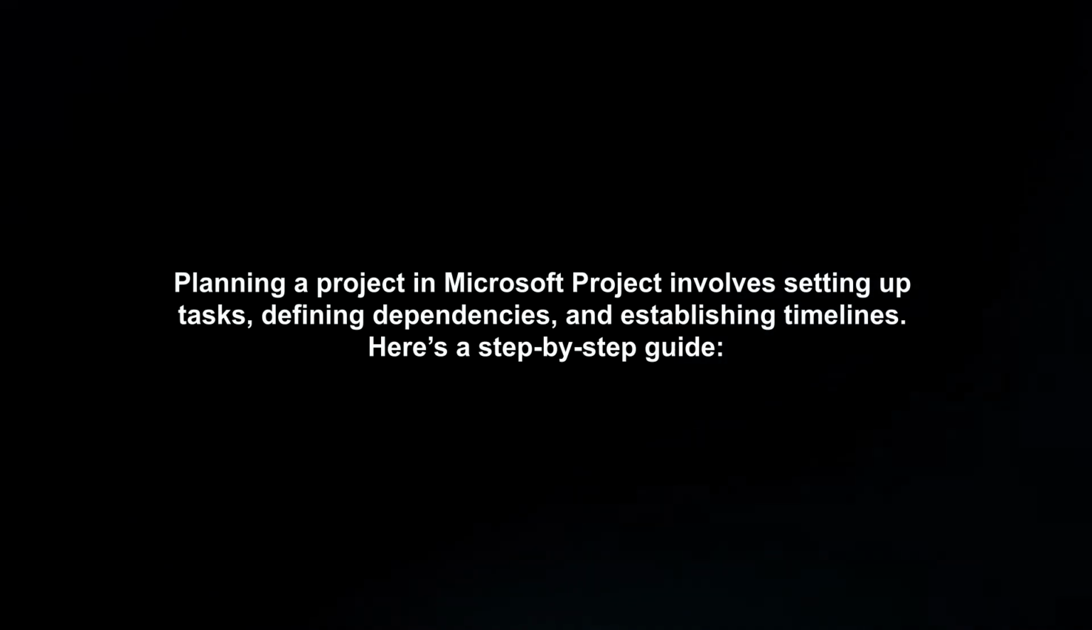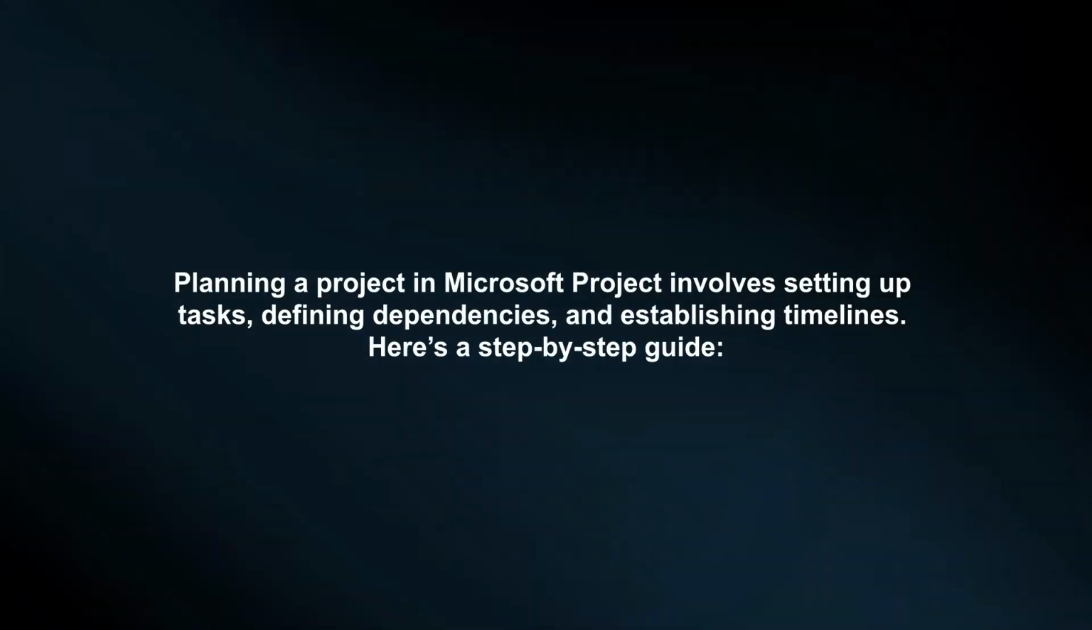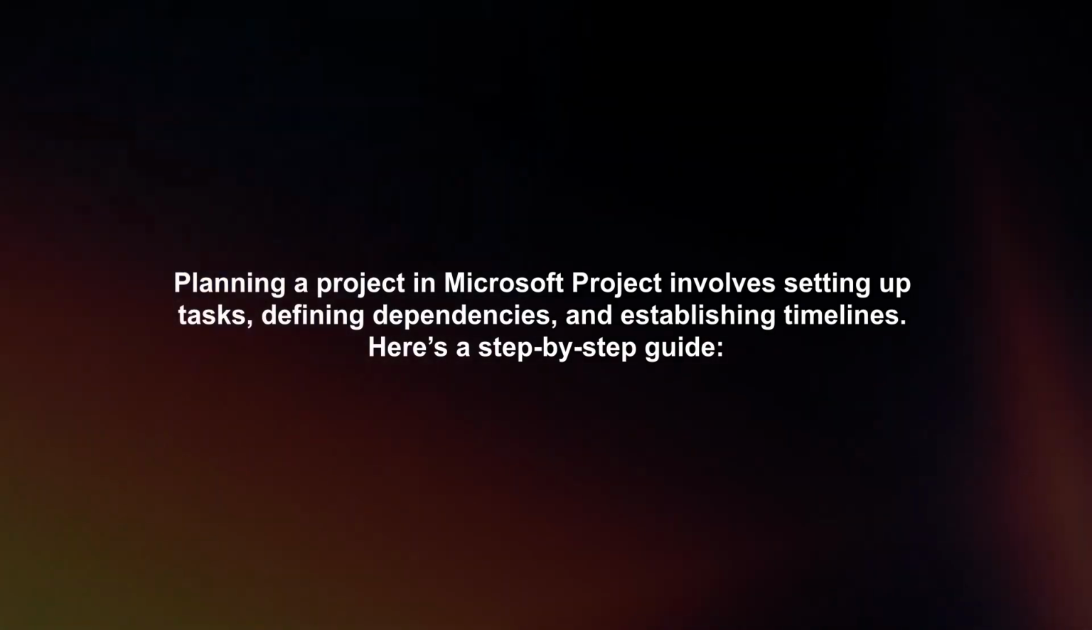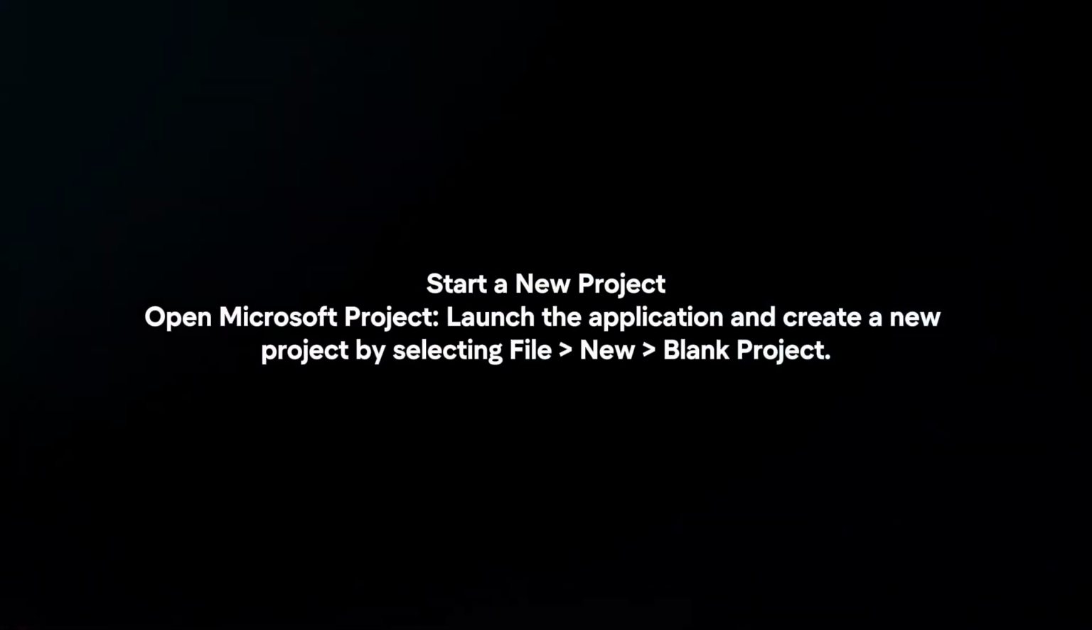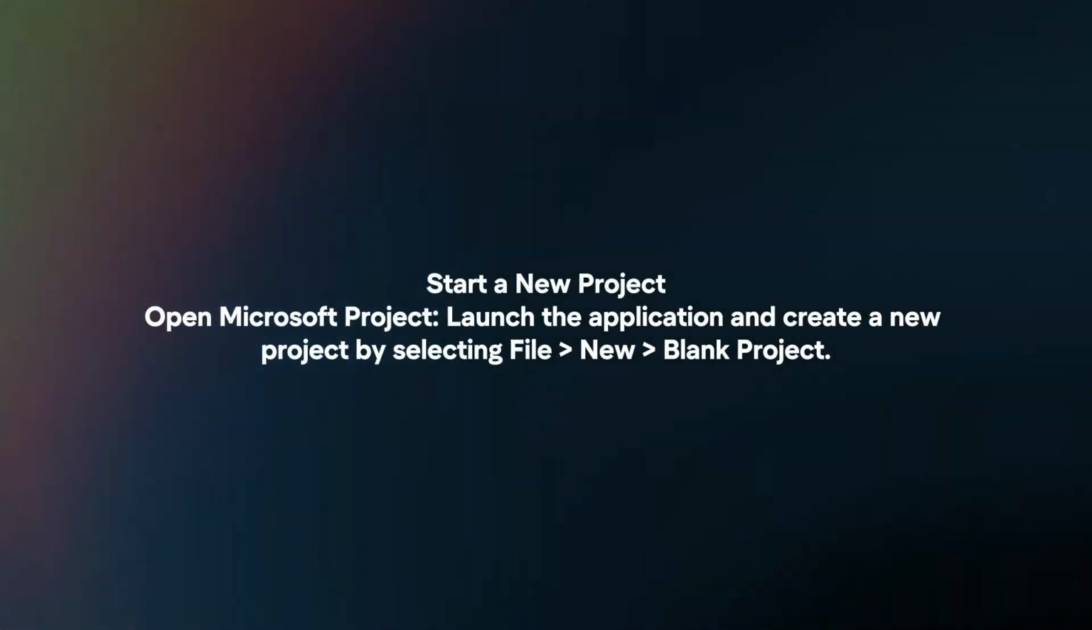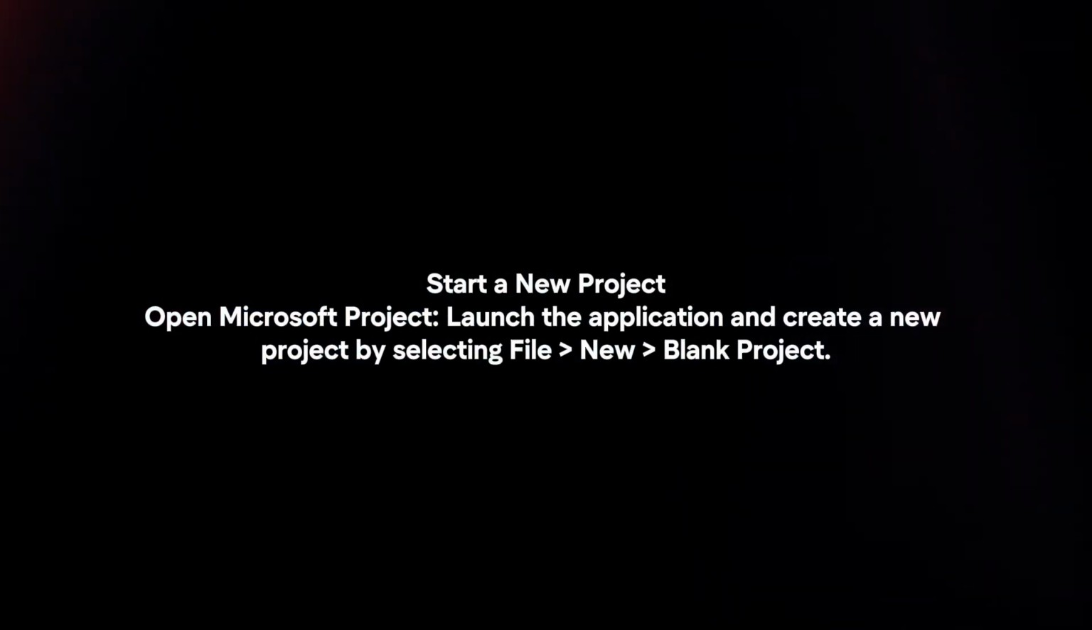Planning a project in Microsoft Project involves setting up tasks, defining dependencies, and establishing timelines. Here's a step-by-step guide. Start a new project. Open Microsoft Project. Launch the application and create a new project by selecting File, New, Blank Project.